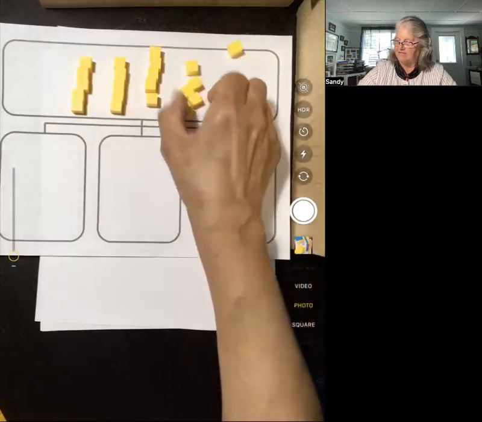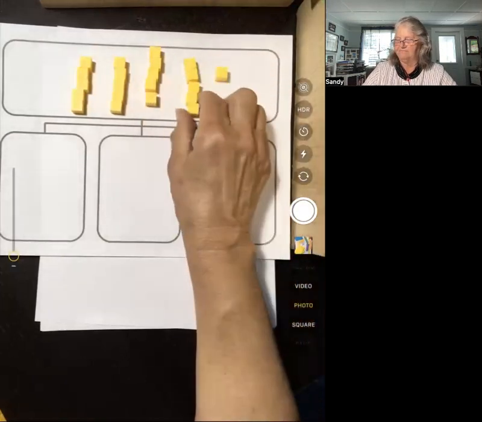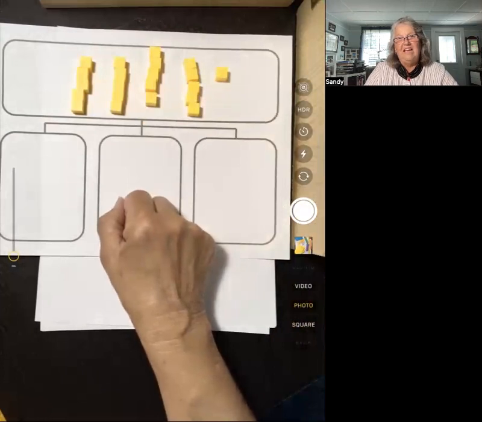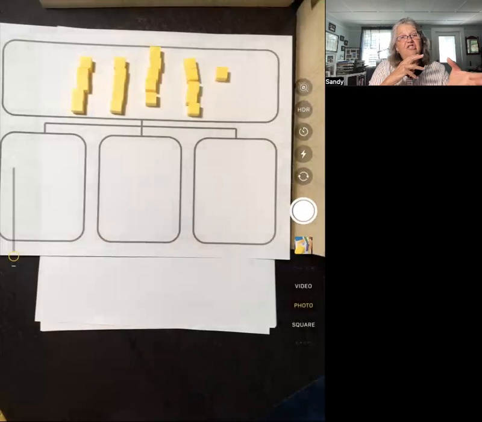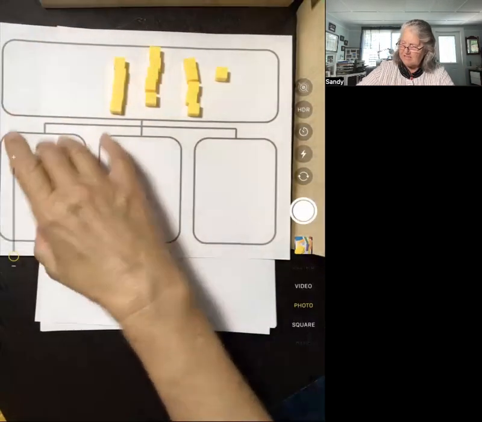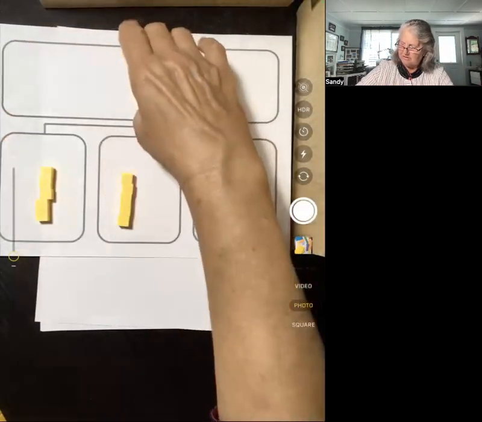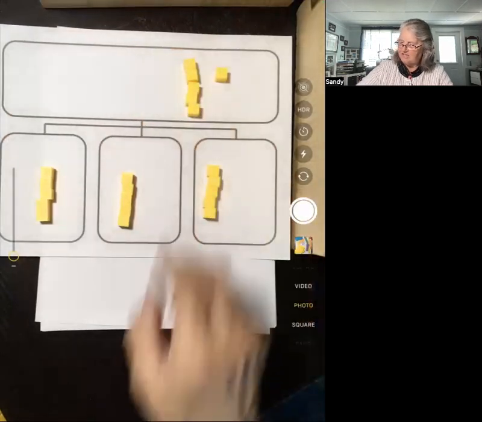Okay, so I've got 21. Now I can separate it. See, division and using place value is understanding equivalency, that it's not always 2 tens and a single one. When I start to separate these into 3 equal groups, I've got 5 in each group.